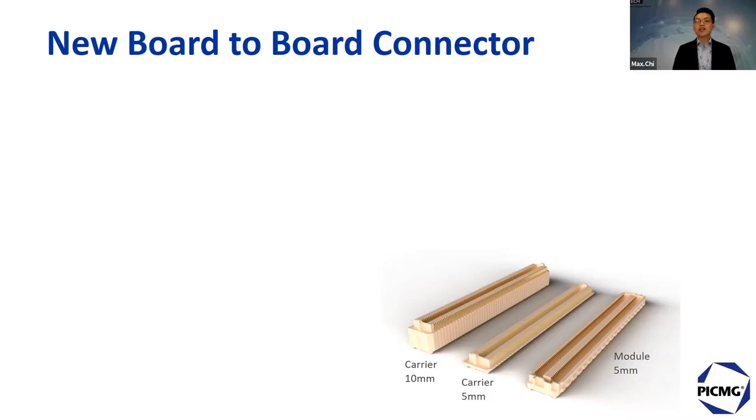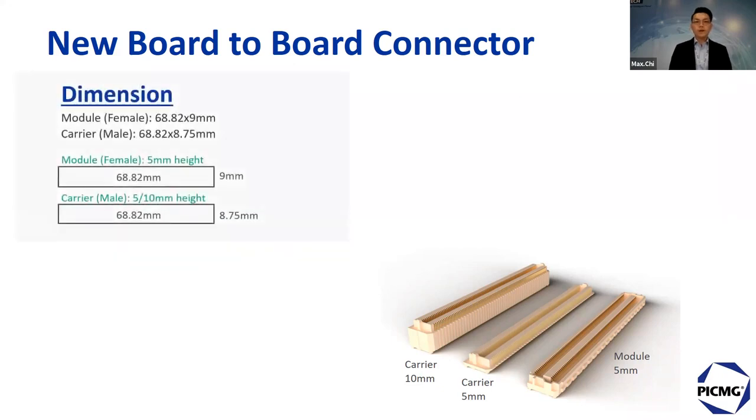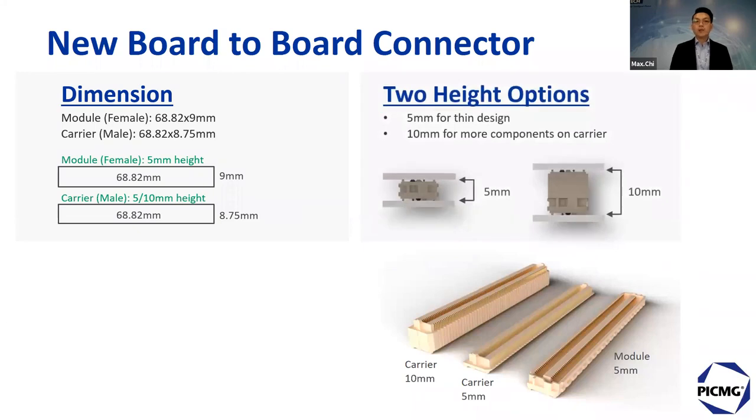As in the picture here, you can see that COM-HPC has two types of connectors. One is for the module and one is for the carrier. For the module, it's female type with 68.82 by 9 millimeter, and for the carrier, it's male type with 68.82 by 8.75 millimeter dimension. For height, the module connector is 5 millimeter high, and the carrier connector has two options, 5 millimeter high and 10 millimeter high.